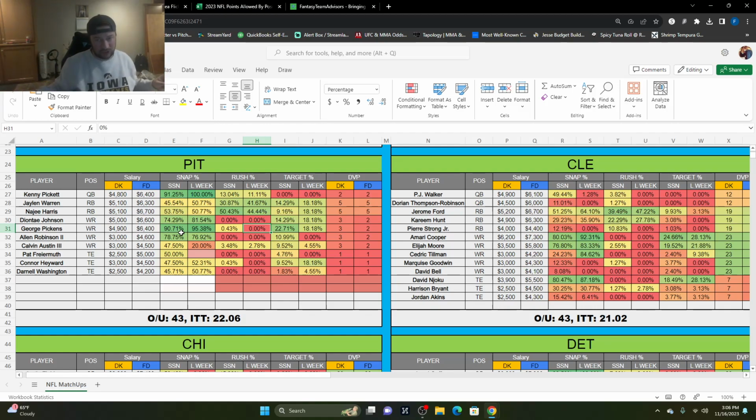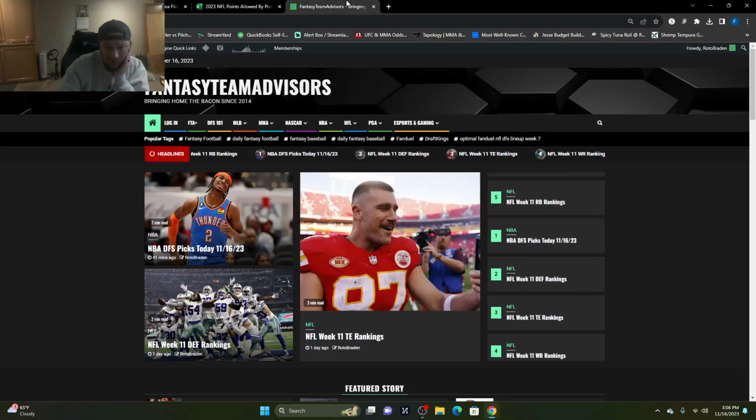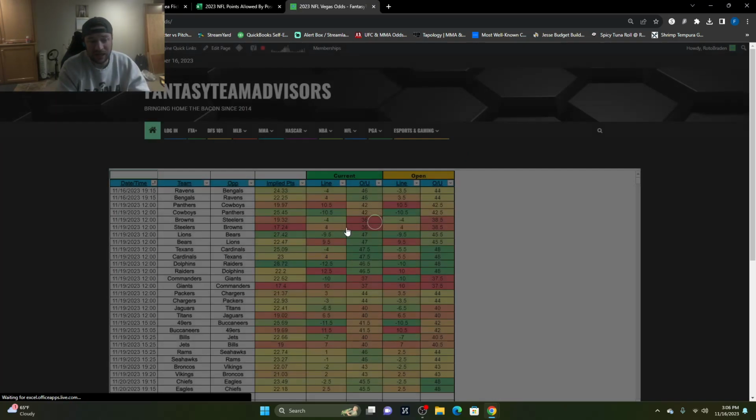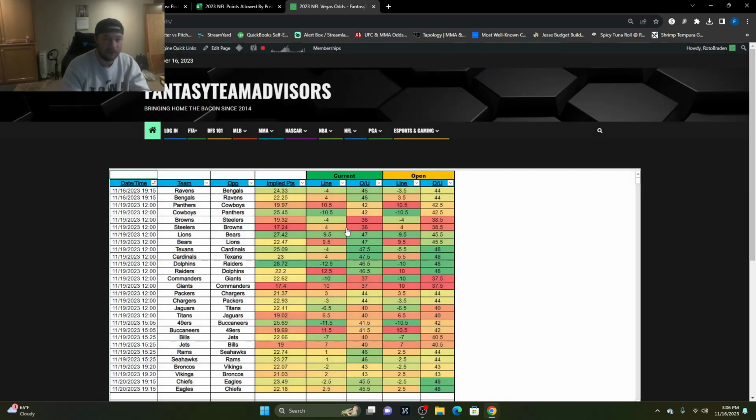So you can see the change. The over-unders and stuff will be updated soon, but we can just look at the current one. Obviously these change. I usually put the over-unders up when the lines come out, like Tuesday. I update it Thursday, and then I update it Sunday morning.